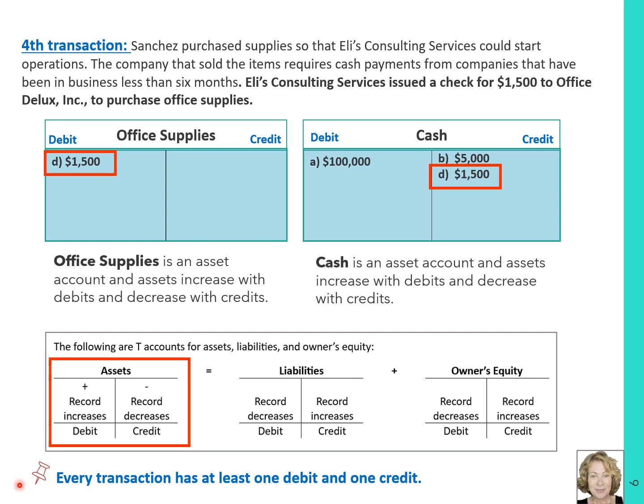So we already know that we'll need a credit to an account, but we can also look at our table. Eli's Consulting issued a check, so cash decreased. Cash is an asset, and assets decrease with credits. Therefore, we're going to credit cash for $1,500 for this transaction.